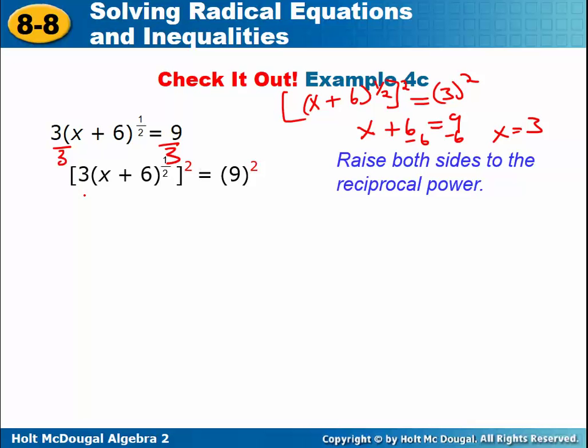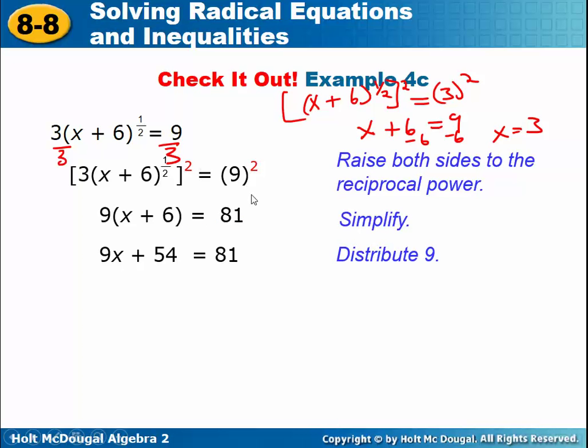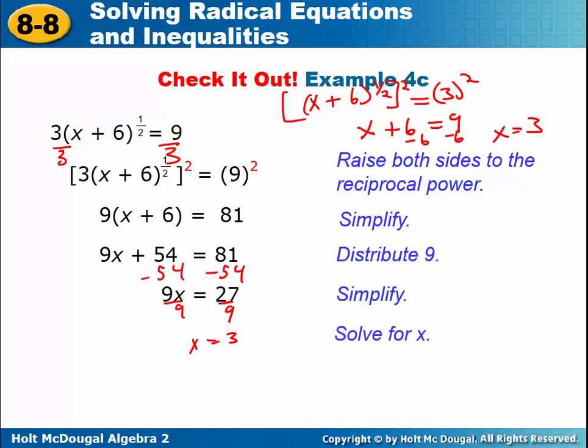Now in their problem, they did not divide both sides by 3 first. They squared both sides, which gives them 9 times x plus 6 equals 81. Then they distributed the 9 through and got 9x plus 54 equals 81. Subtracted 54 from both sides. And then finally divided both sides by 9. We both got the same answer, but I noticed that dividing by 3 right away would get me to the answer quicker. So there's more than one way to do these problems, just like in pretty much all of our math problems.